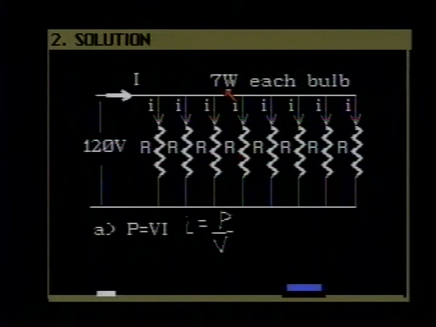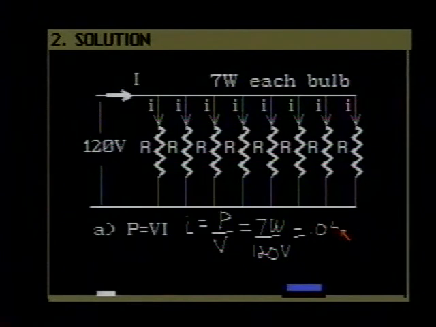The power of each of our bulbs is 7 watts. So if we put that in, 7 watts divided by 120 volts, then this comes out to be 0.0583 amps if we round it to 3 significant figures. So that is the current then through each one of these bulbs.